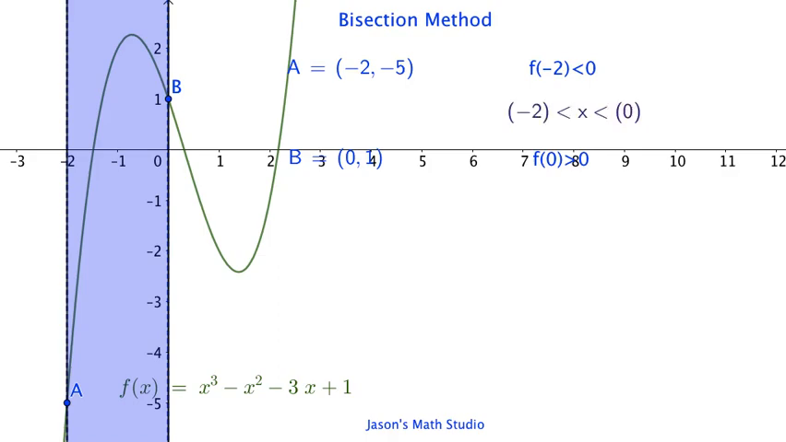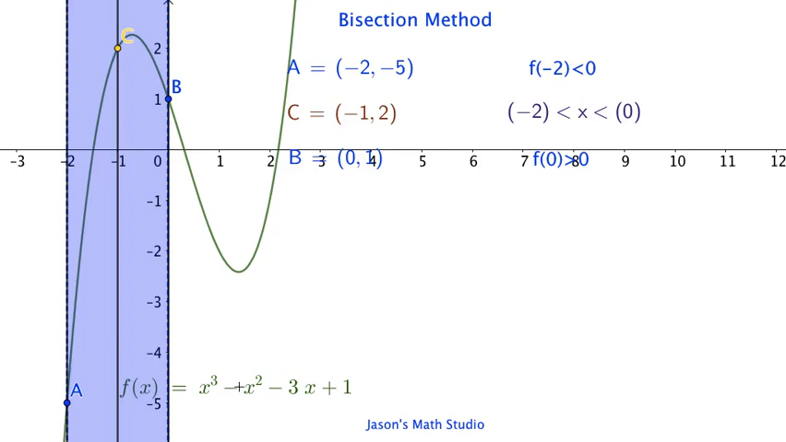Now, let's divide the interval in half. So we need to find the midpoint, which is C. The x-coordinate of point C is the average of negative 2 and 0. Now, the interval is divided in half. We need to know which half contains the root.